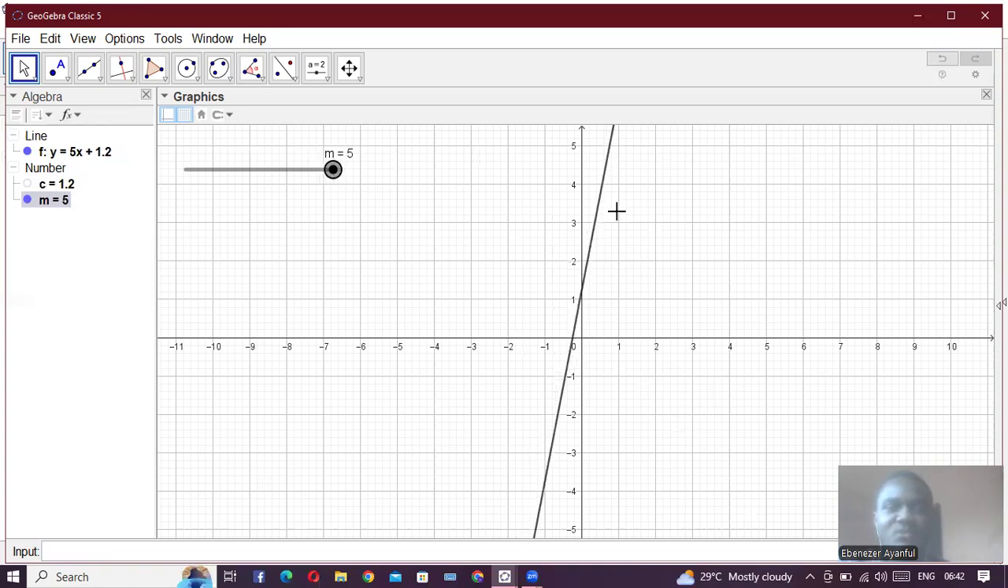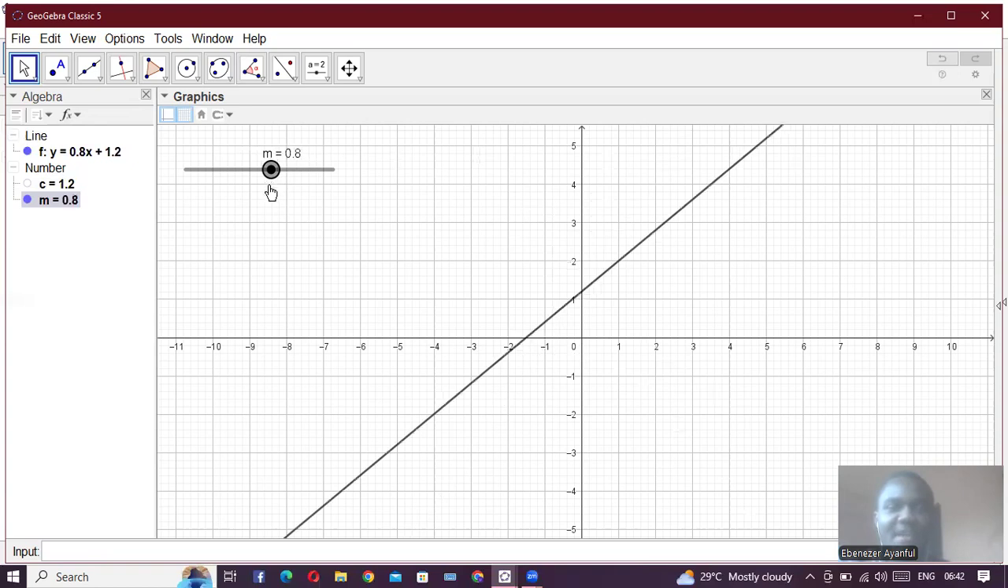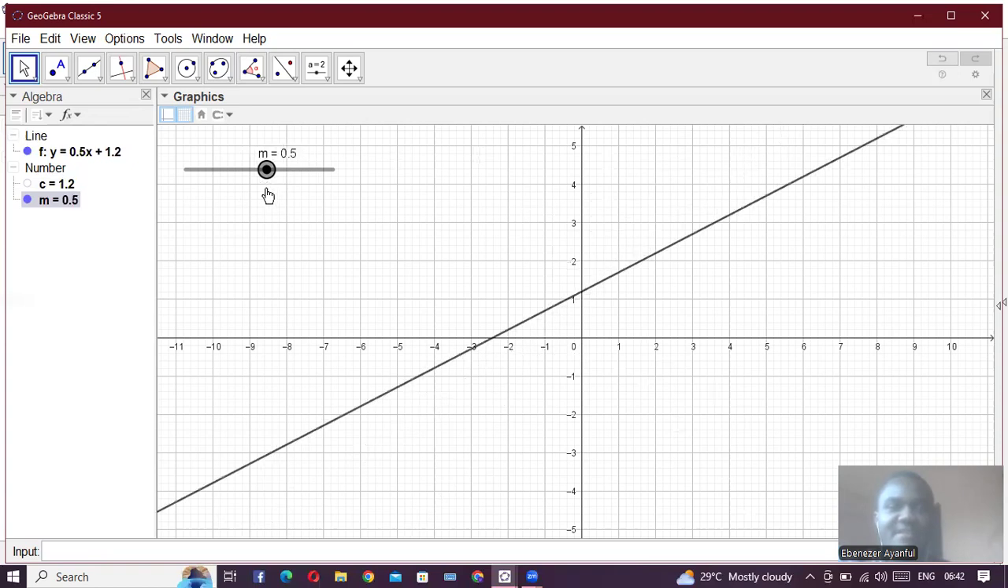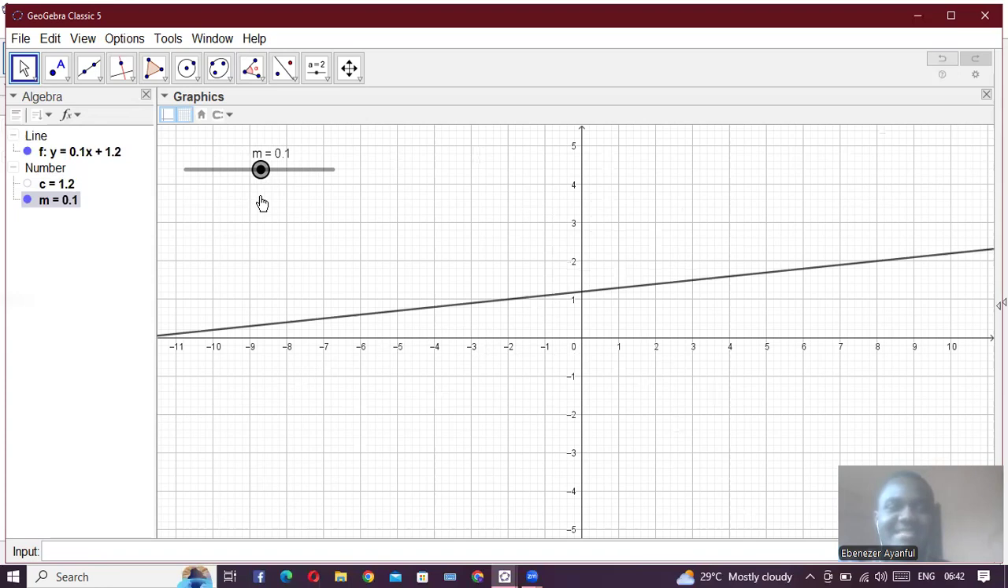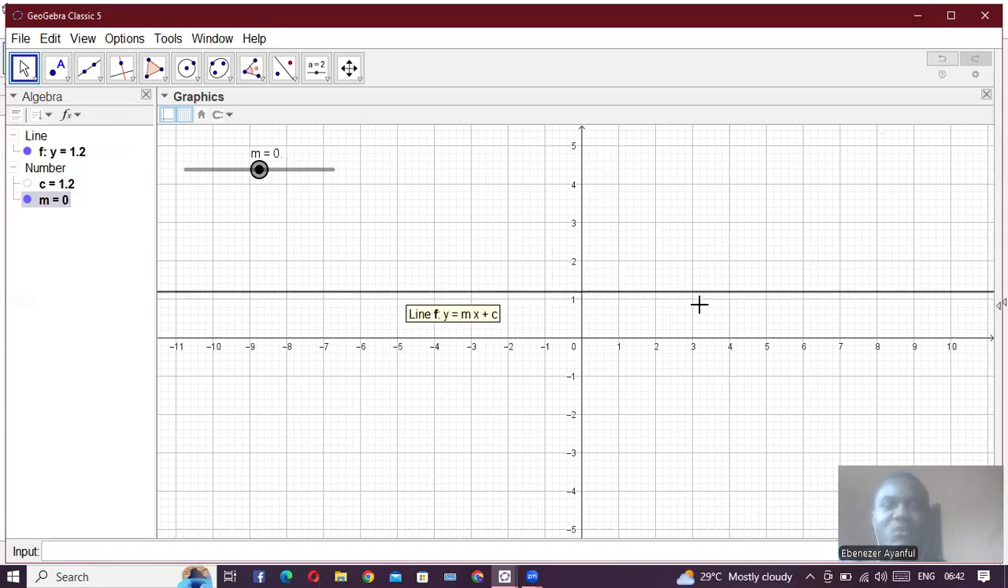So when the value is getting larger, the steepness also increases. And as the value gets smaller, closer to 0, the steepness decreases, and when it is exactly at 0, there is no steepness at all. Okay, and therefore the line becomes parallel to the x-axis.